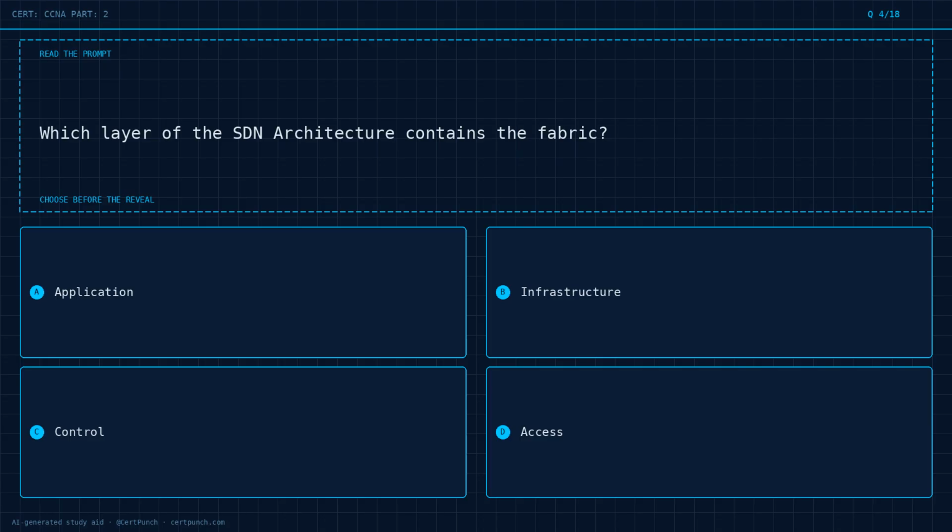Which layer of the SDN architecture contains the fabric? Option A, application. Option B, infrastructure. Option C, control. Option D, access. Make the call before the reveal. Hold the line on it. The answer is Option B.